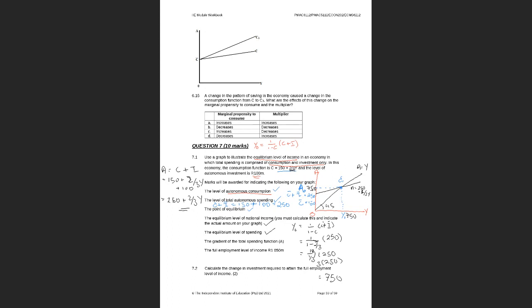Then it talks about the gradient of the total spending function. What is the gradient, guys? Let me know in the chat. What is the gradient of the spending function, being A is equal to 250 plus 2/3 Y? Yes, the slope. Give me the number though. Give me the number. What's the number we're looking for there?